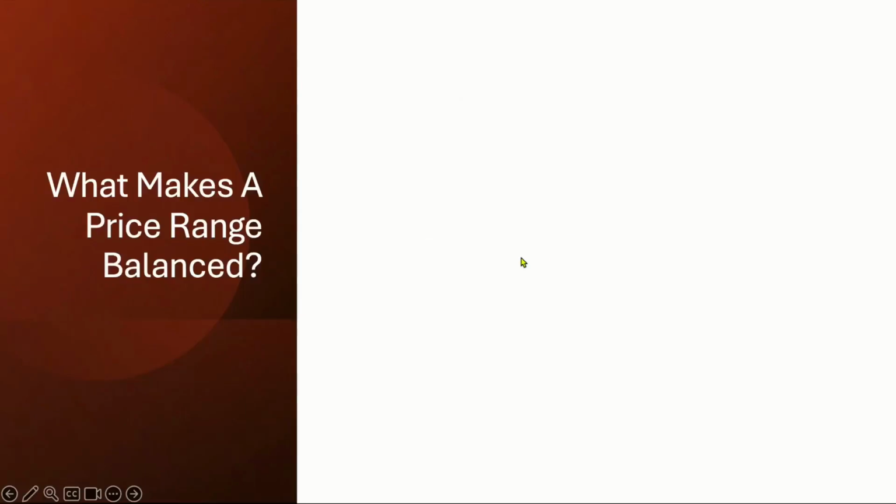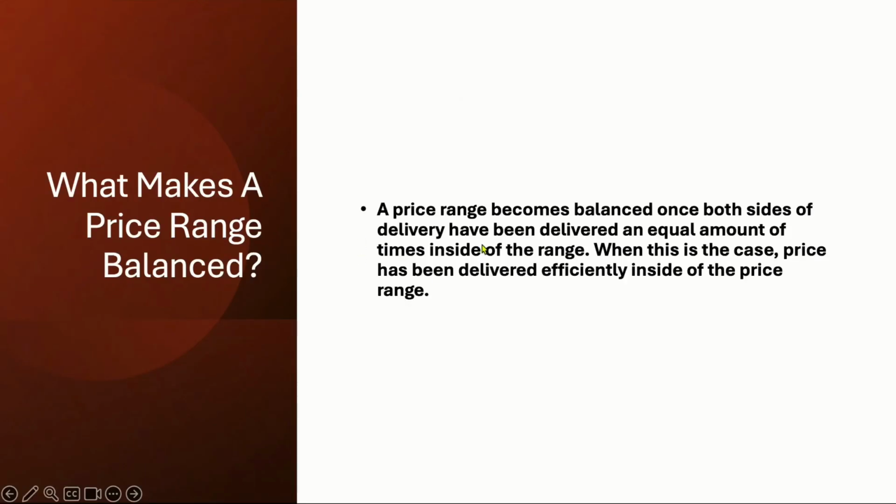So what makes a price range balanced, you might be wondering? A price range becomes balanced once both sides of delivery have been delivered an equal amount of times inside of the price range. Let me repeat that. A price range becomes balanced once both sides of delivery have been delivered an equal amount of times inside of the range. When this is the case, price has been delivered efficiently inside of the price range.